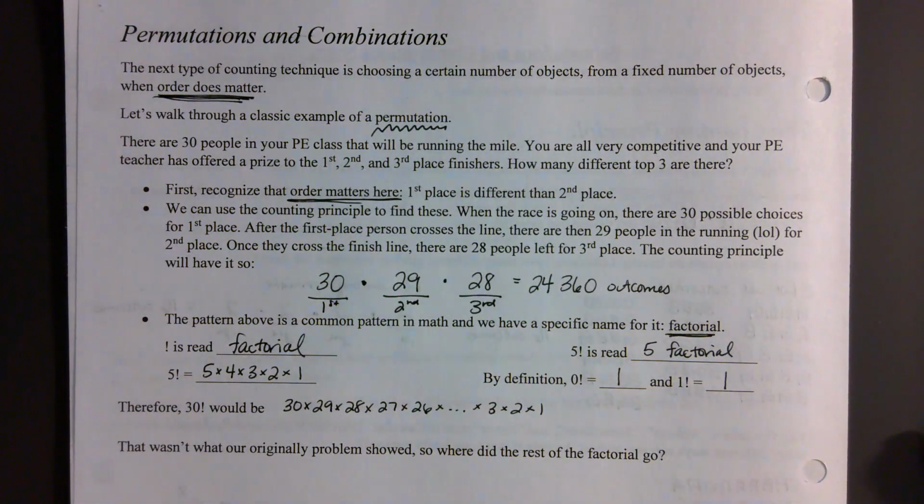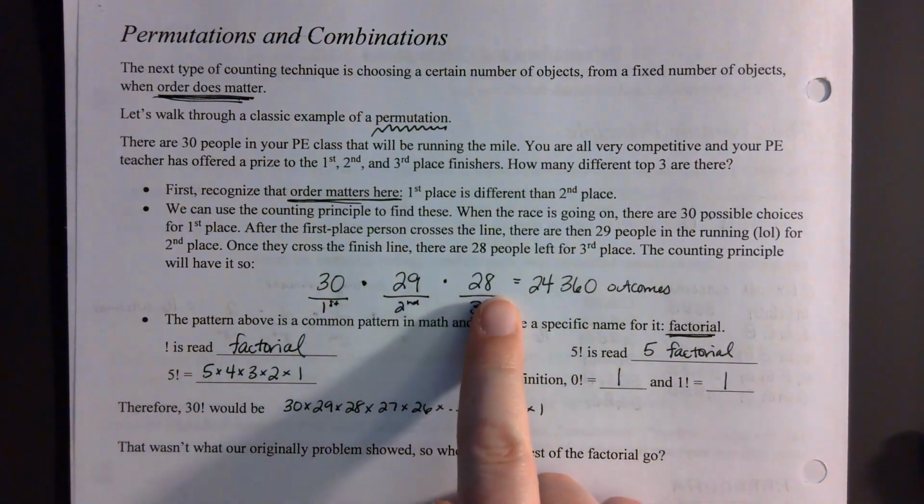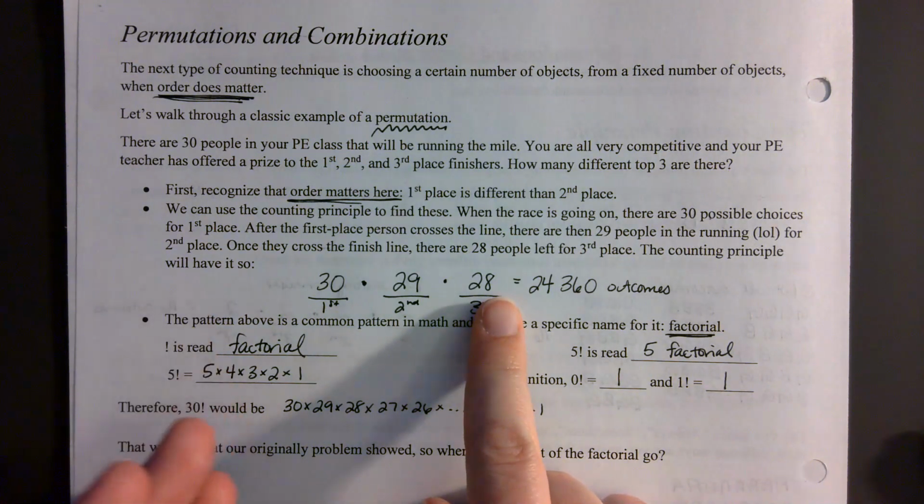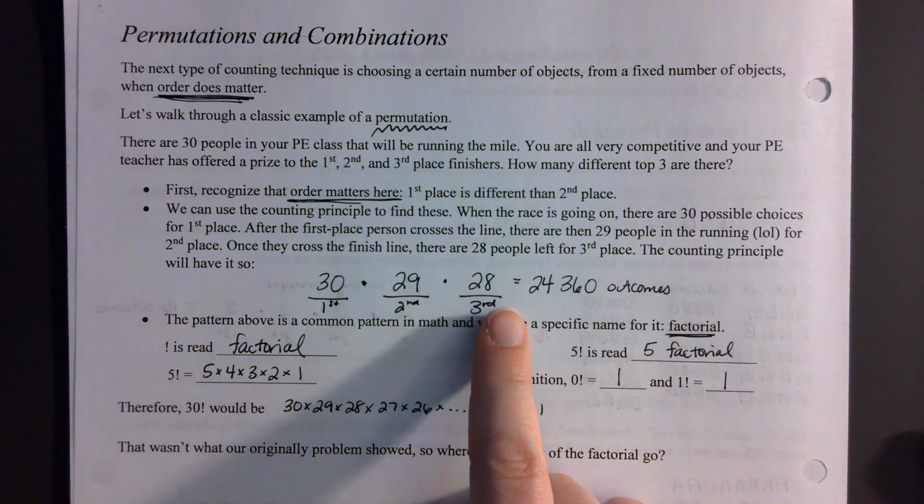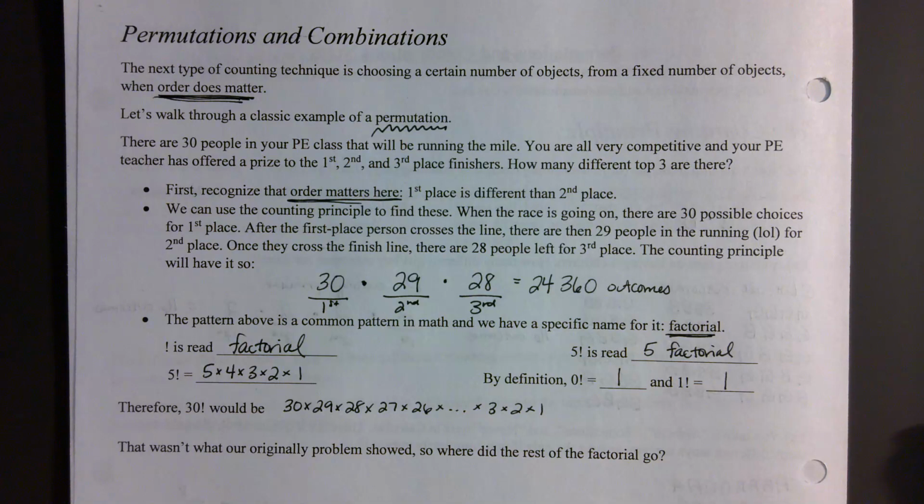All right, so taking a look at the 30 factorial, that's not something that our original problem, trying to find the top 3, came from. So where did the rest of this, 27 all the way through 1, go?